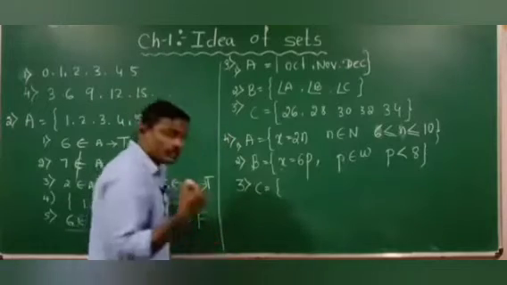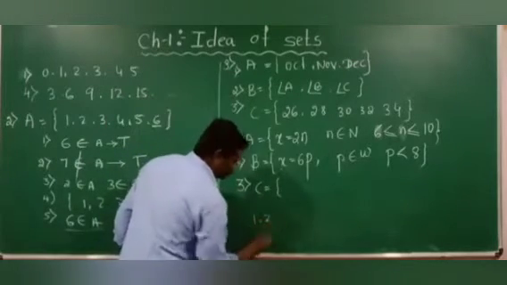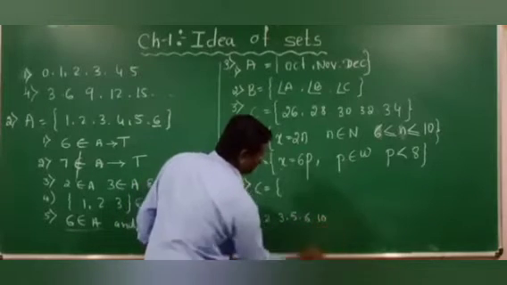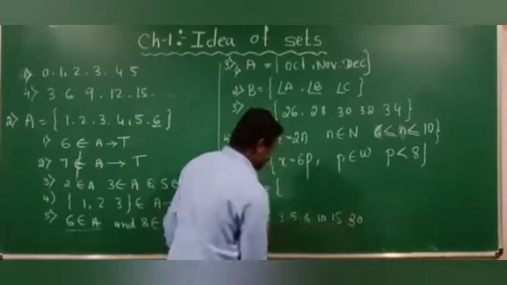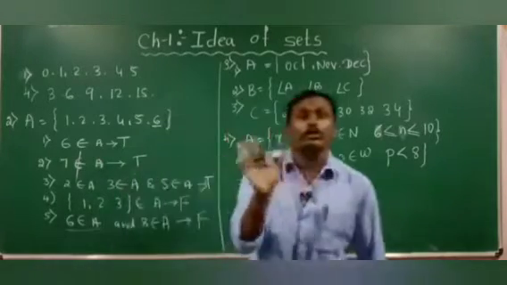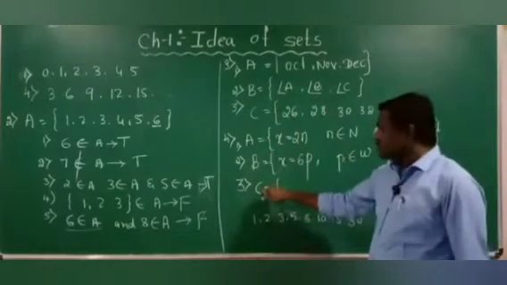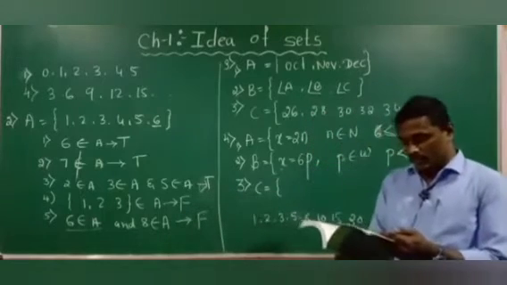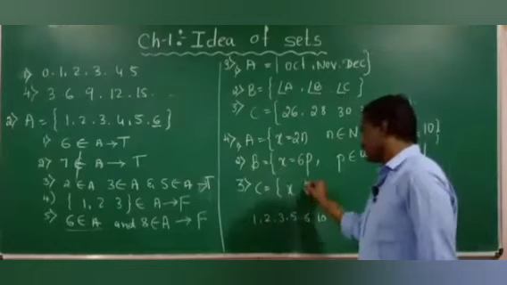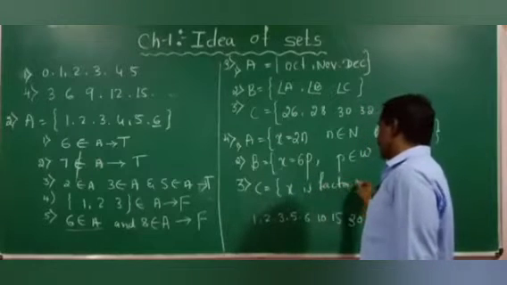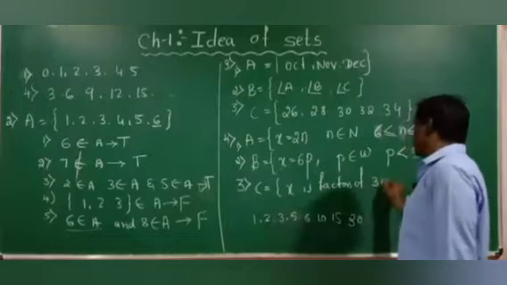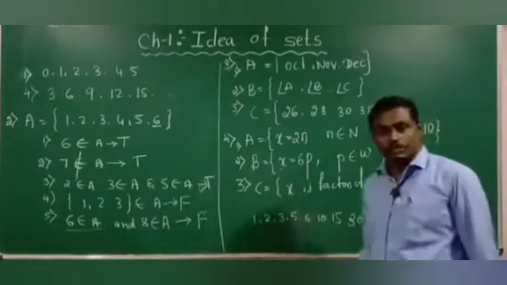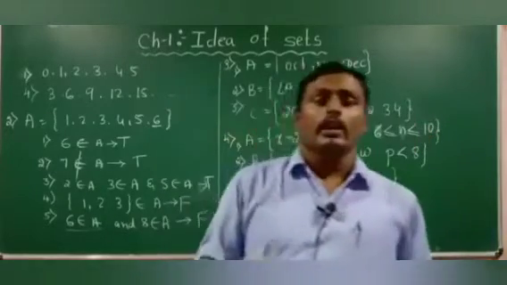Here, what are the factors of 30? 1, 2, 3, 5, 6, 10, 15, 30. So these are all the numbers that divide 30 without leaving any remainder. So in the third statement they gave the set of the factors of 30, which means x is a factor of 30. These are all the factors of 30, which divide 30 without leaving any remainder.